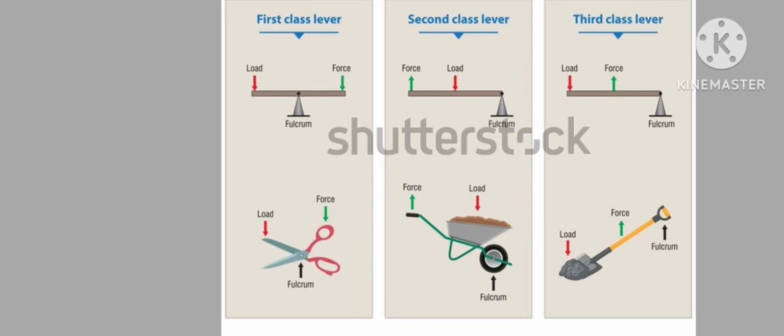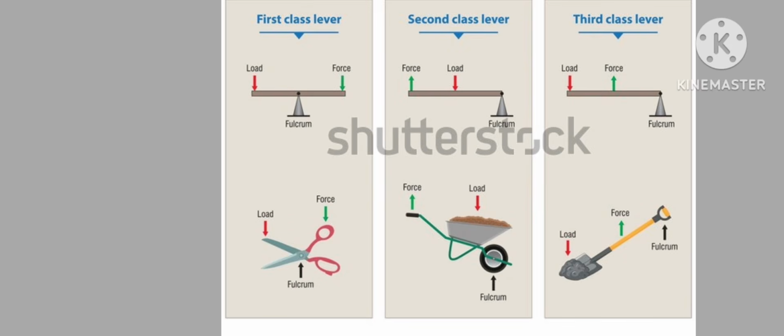There are many more examples for the first class lever, like seesaw, plow hammer, pliers. These are other examples of first class lever. And in the second diagram, you can see the load is in the middle, and the fulcrum and effort are on the other sides. So the load lies in between, and the fulcrum and effort are at both ends. This is the second class lever.